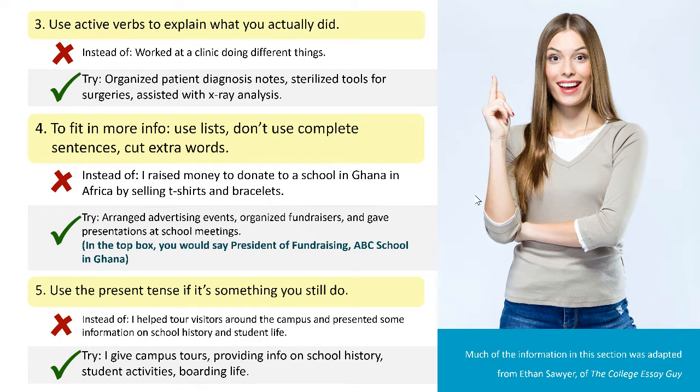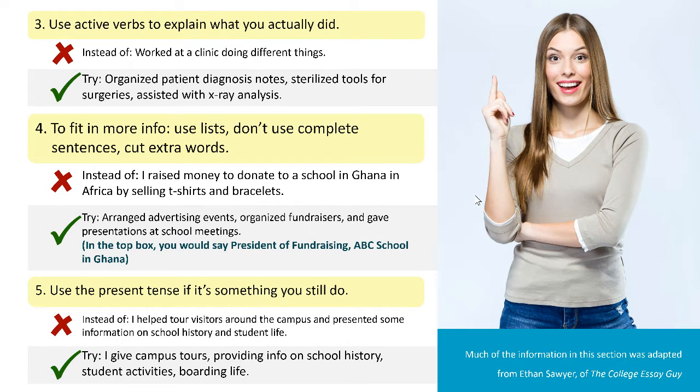To fit in more info, again, you don't have a lot of characters. This is a different type of writing. This isn't an essay; it's more like a resume, so you can write differently. You can use incomplete sentences. This is one of the very few times in your writing career you're going to be able to do that. You want to cut any extra words because you're not going to have the space. Instead of saying "I raised money to donate to a school in Ghana in Africa by selling t-shirts and bracelets," you want to say "Arranged advertising events, organized fundraisers, and gave presentations at school meetings." And then in that top box, I would probably say something like "President of fundraising, ABC School in Ghana."